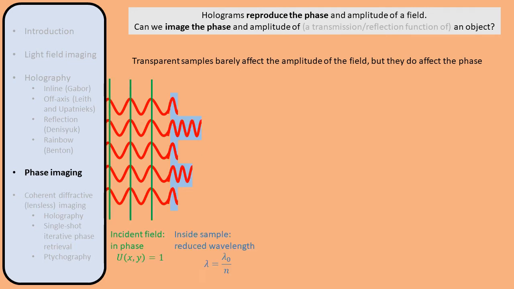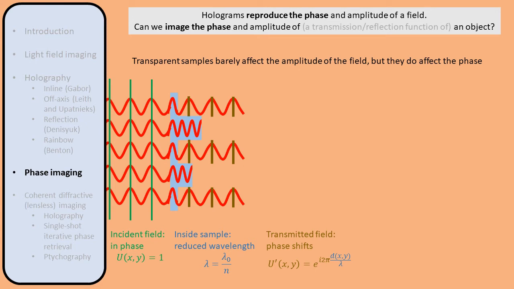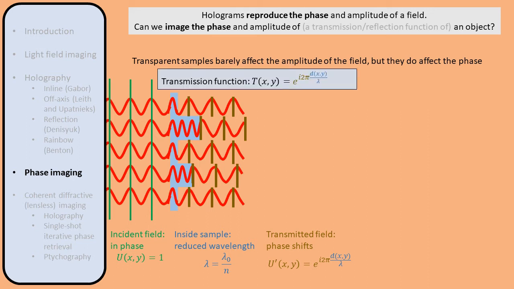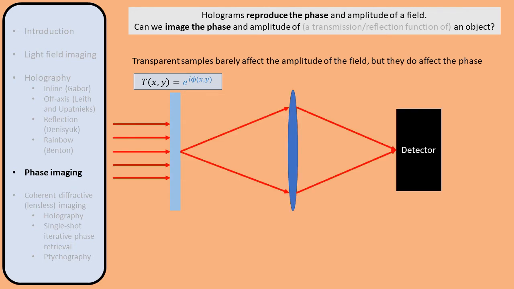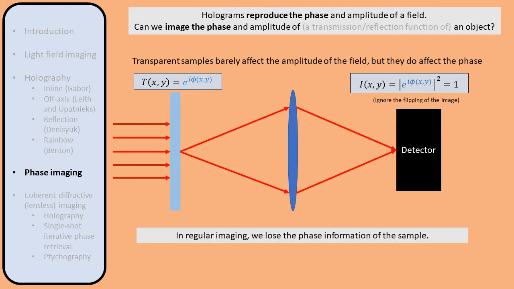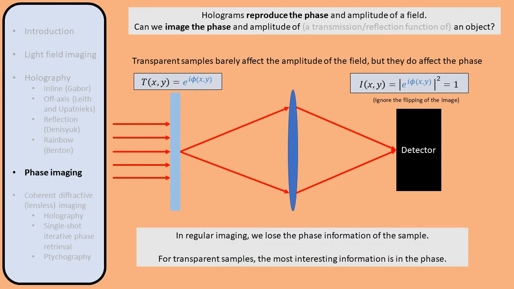Inside the sample, the light has a reduced wavelength that depends on the refractive index. When the light exits the sample, the light has undergone a phase shift that depends on the thickness of the sample. If the sample has a varying thickness, then the transmitted light has a varying phase shift. So the transmission function of the sample is a pure phase function, and it gives direct information about the thickness of the sample. If we have a sample whose transmission function is a pure phase function and we take a normal image of it, then what we measure is the squared modulus of the transmission function. Because we only measure intensity, all phase information is lost, so in the image we don't see any meaningful information about the sample.